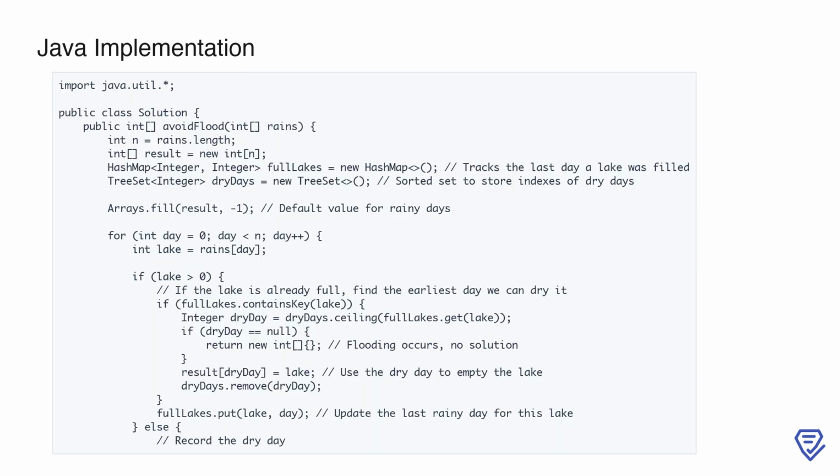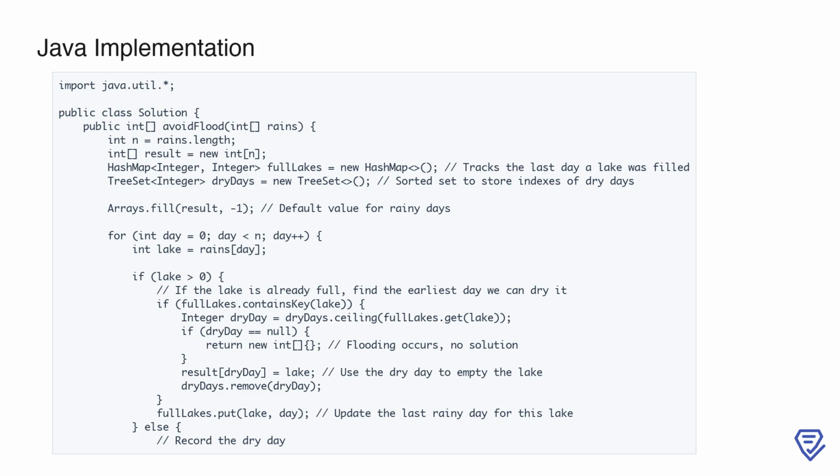Here, we begin by importing the necessary Java utilities and defining our solution class. Within it, we declare the avoidFlood method, which takes an integer array called rains as input. This array represents the sequence of weather events. Positive numbers indicate rain filling a specific lake, while zeros represent dry days. First, we initialize some variables. The length of the rains array is stored in n, and we create an integer array called result, which will hold the output. Initially, we fill this array with -1 to indicate rainy days by default.